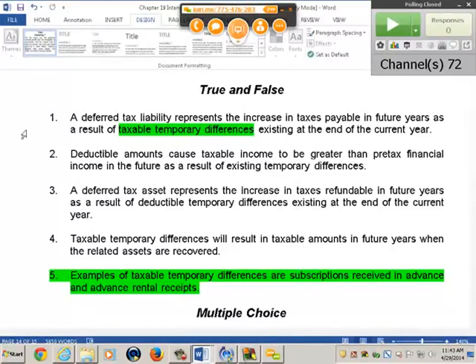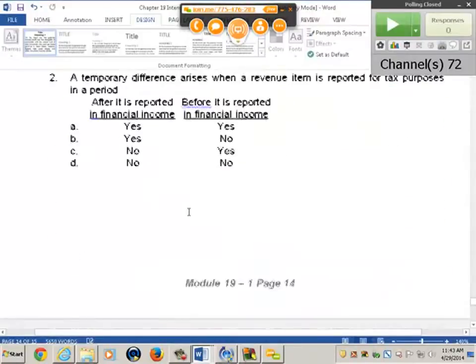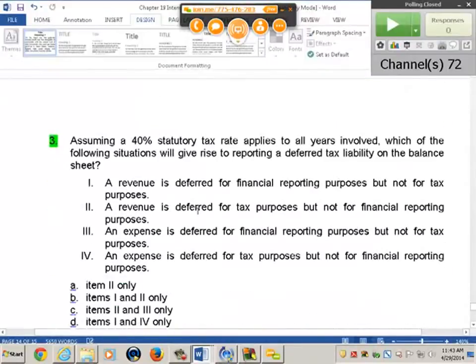All right, so now, again, basically to answer this question, subscriptions and advance rental collections are deductible amounts. They're future deductible amounts, not future taxable amounts. All right, now, here's the question I have. I'm going to ask you this one. On the next page, number 3.